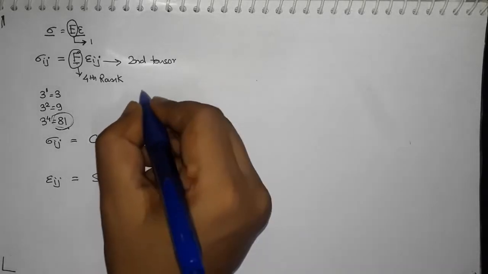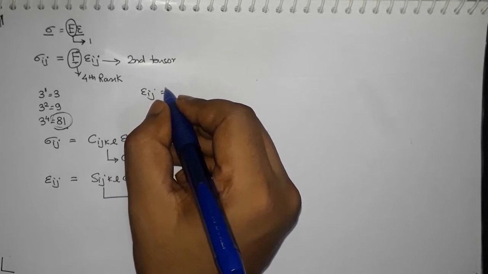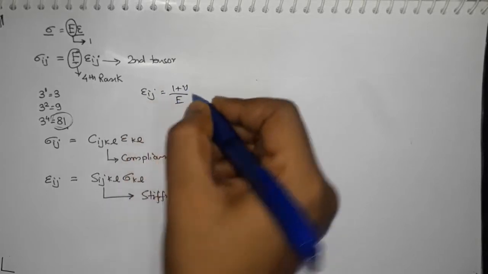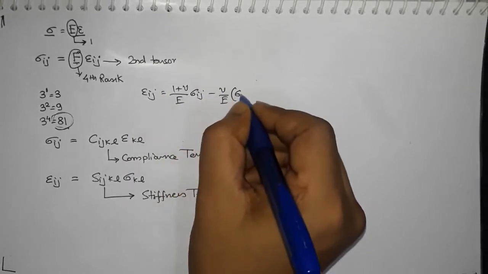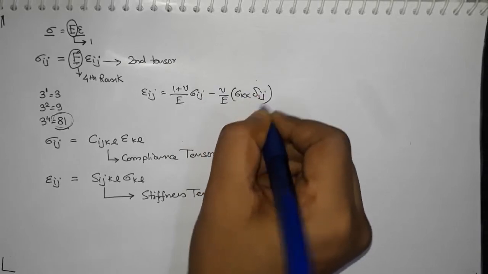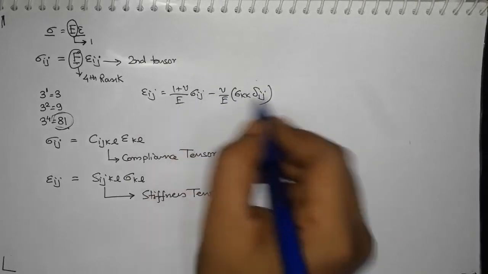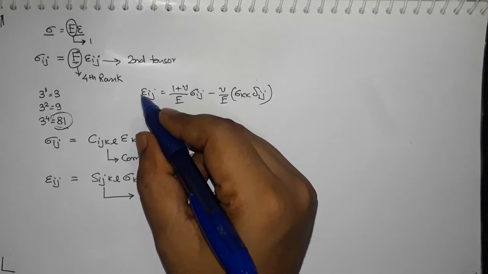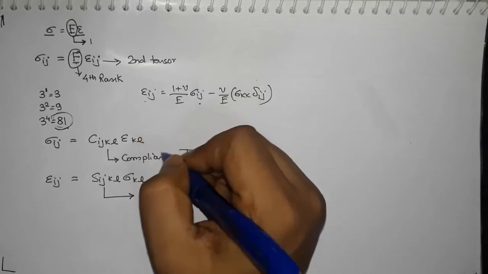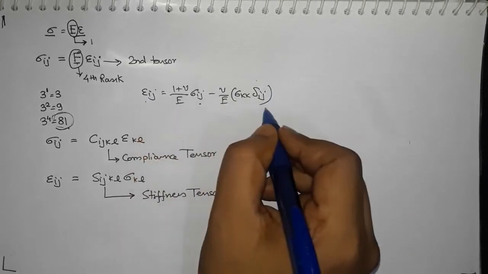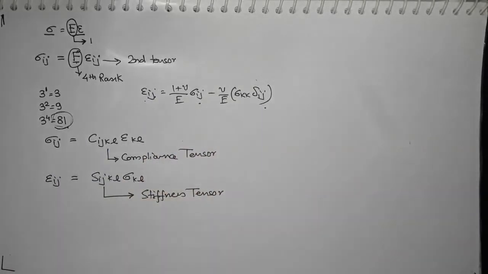Because we have discussed that strain epsilon ij is equal to 1 plus mu by E sigma ij minus mu by E into sigma kk delta ij, right? So we actually don't have 81 components here, but still we are able to describe the relation between stress and strain for all 9 components, right? So this is valid for all values of i and j. So that means for all 9 components. So how are we doing this? How is this done?